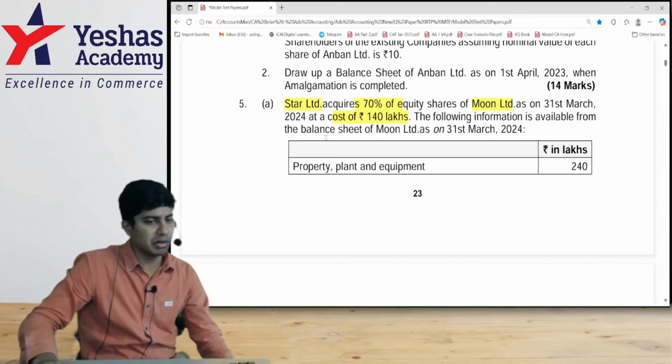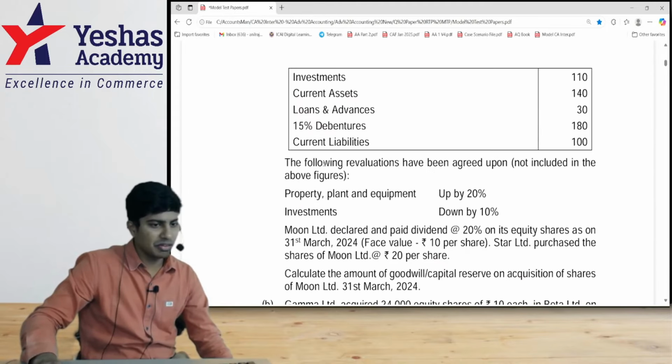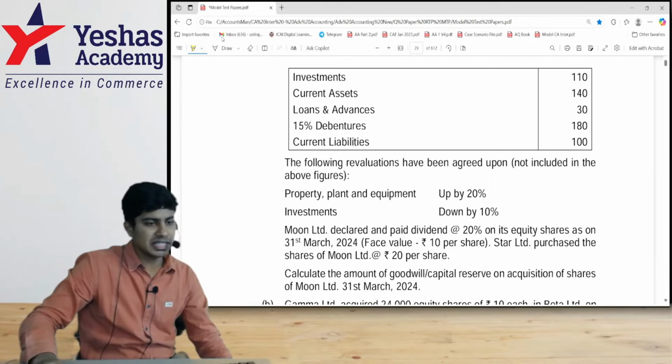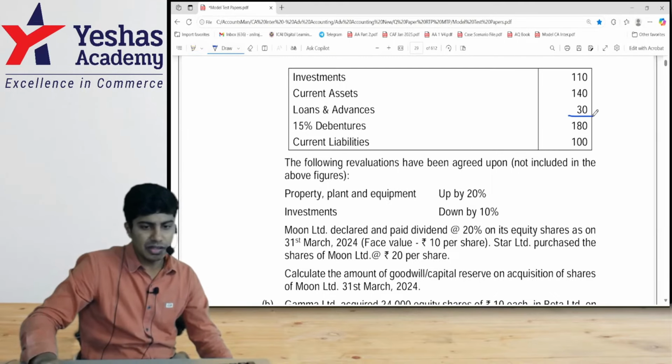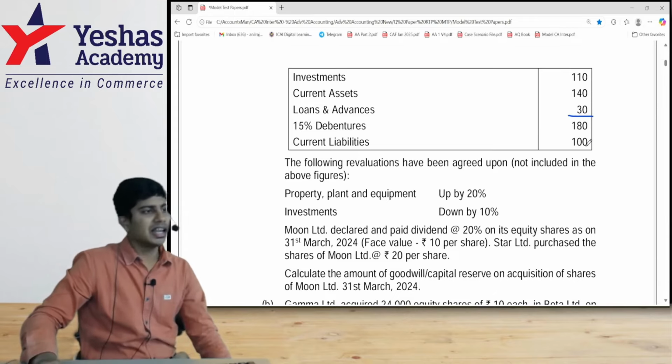The following information is available from the balance sheet of. Have they given the complete balance sheet? No. They've straight away started with the assets side. You should have started with equity and liabilities. No. They've given PPE, investment, current assets, loans and advances. Till this 30, it is assets. This 180 and 100 is liabilities.